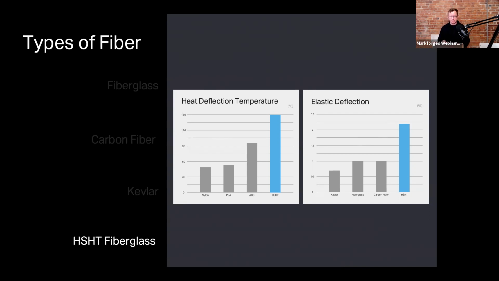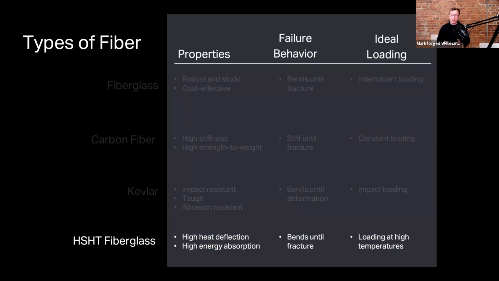But one of the neat things about HSHT is that it has very, very high elastic deformation properties, more than any of our other fibers. So this means that it will deflect as it's loaded towards its maximum and return to its original shape when the load is removed. So if you need parts that really need to bend and be very springy, this is a fiber that you could use. And that happens more so than with fiberglass, where fiberglass is a little bit springy, but HSHT really has some flex and some energy return that's much greater than that of fiberglass.